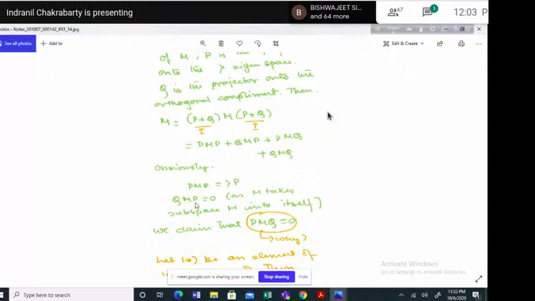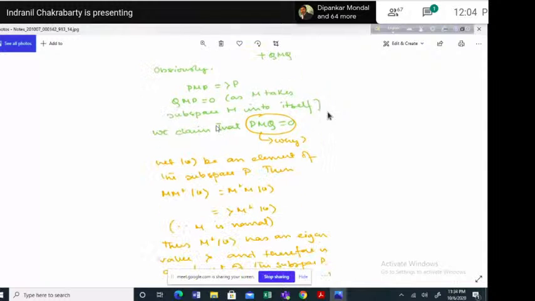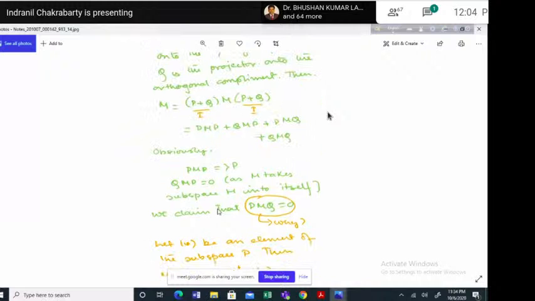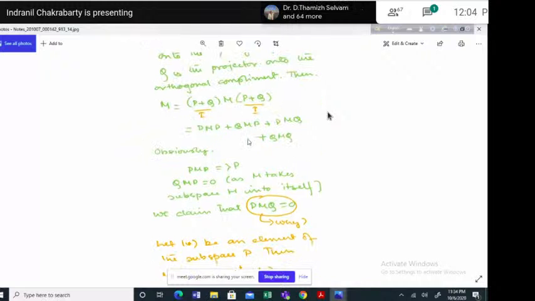However, QMP will be 0, because M takes the subspace into itself. P and Q are orthogonal to each other, so QP will be equal to 0. So out of these four terms, PMP is equal to lambda P and QMP is equal to 0. Now we are left with two terms, PMQ and QMQ.